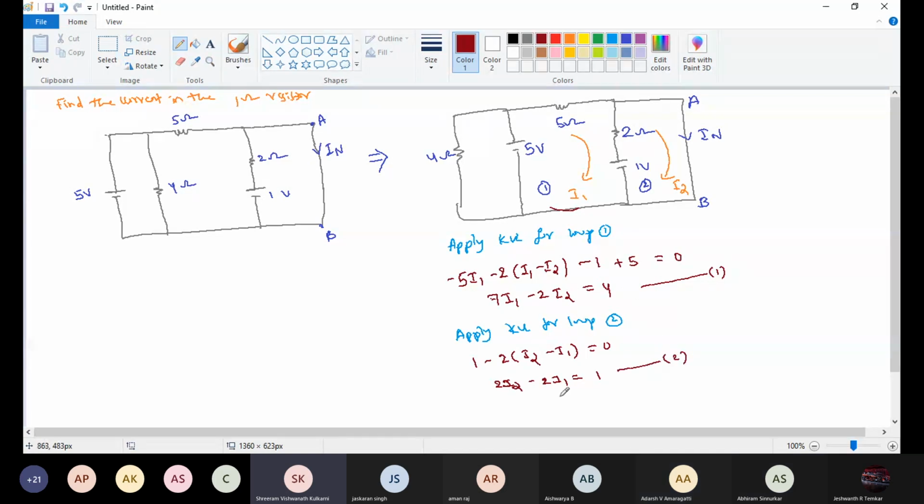Now solve equations 1 and 2 and tell me the answers. I1 equals how much? I2 equals how much?